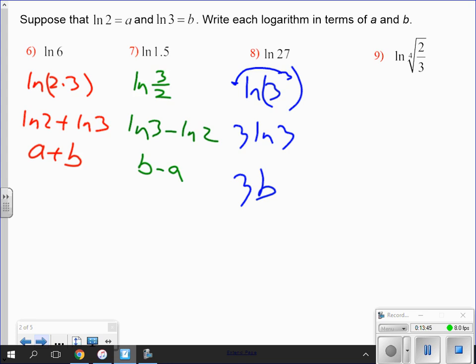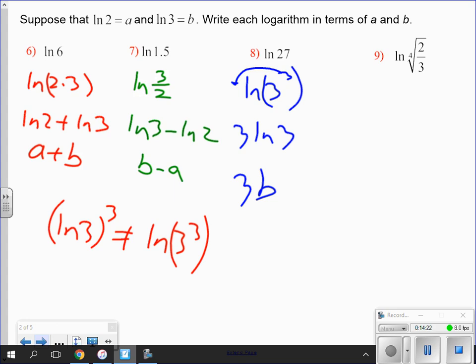No. Because it's not the natural log of 3 quantity cubed. What am I cubing? 27 is 3 cubed. I'm still taking the natural log of 3 cubed. It's not the natural log of 3, cubed. It's the natural log of 3 cubed. There is a difference. Those two are not the same thing.